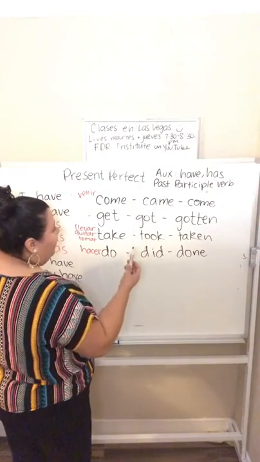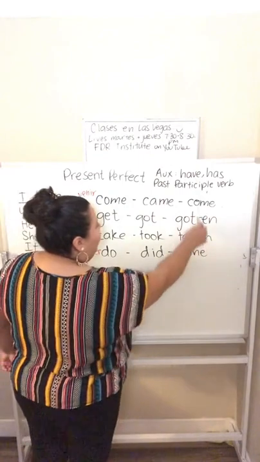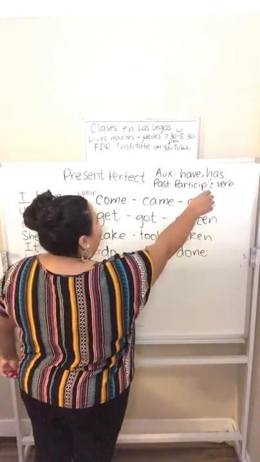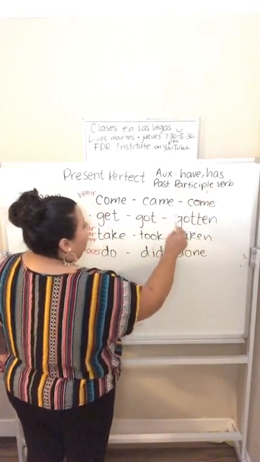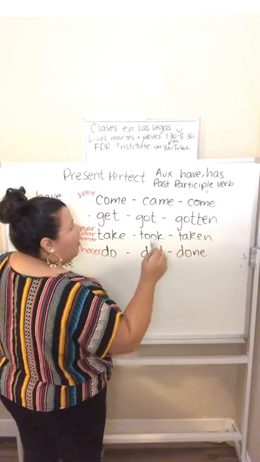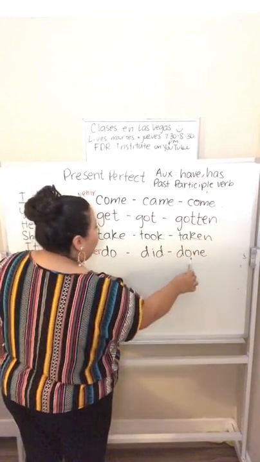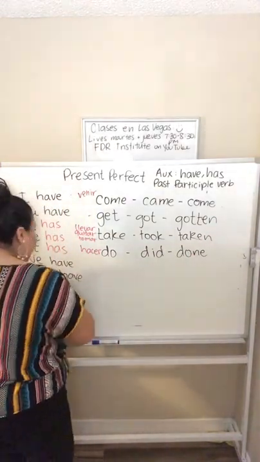Vine, I came. Tomé, I took. Hice, I did. Utilizamos esta forma, el pasado participio, después el auxiliar have o has, para decir he. So, he venido, I have come. He recibido, I have gotten. He llevado o tomado o quitado, I have taken. He hecho, I have done. Now, so let's do some examples with done. Voy a poner aquí.